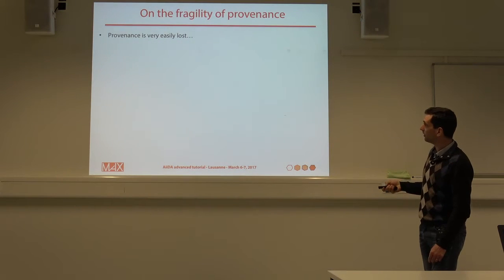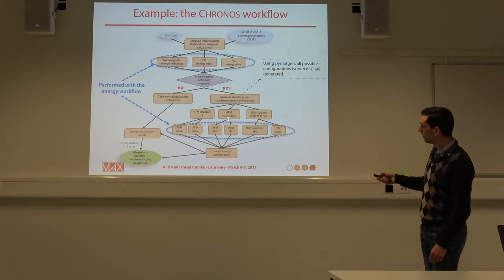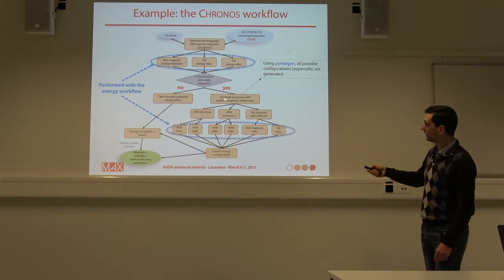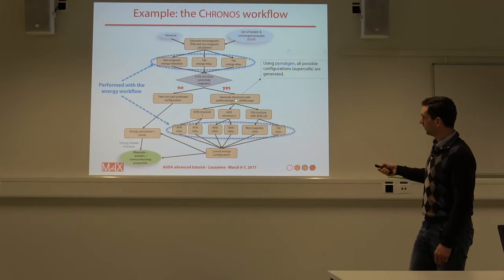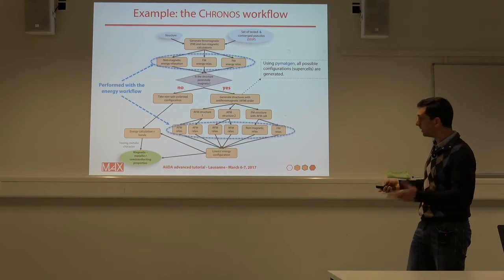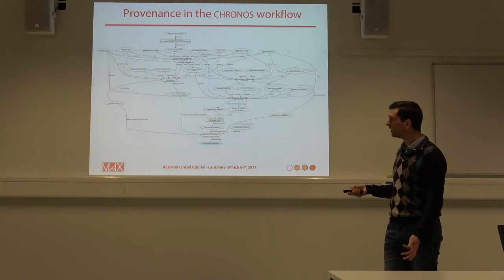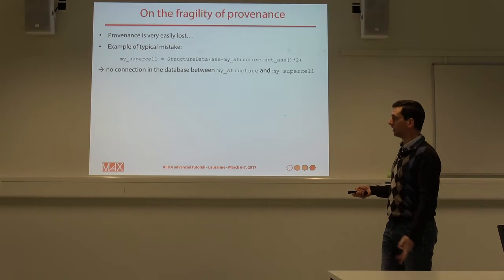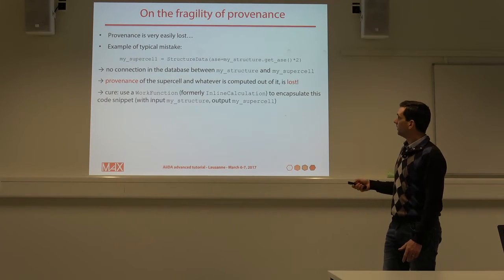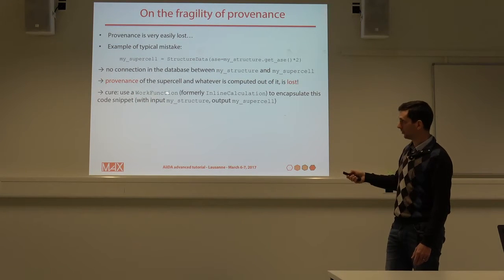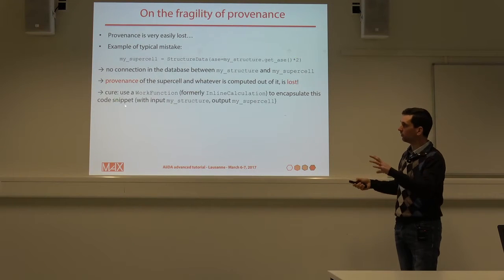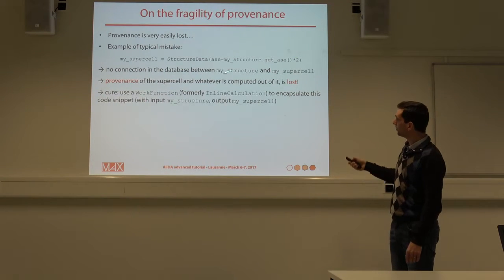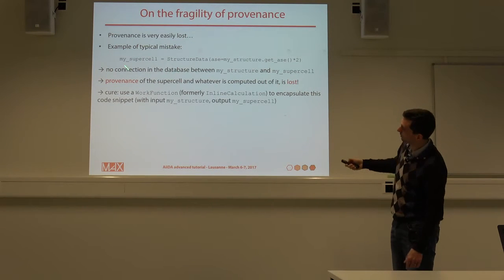So it means that in those steps here, I need to put something that creates the links between all these things. So I need to really encapsulate the structure generation in something that creates all the links for you. And that's easy. AiiDA is done for this. So you just need to think about it. That's the point. So in that case, the cure would be just to create a work function. Formerly it was called inline calculation, but it's the same principle. That will encapsulate just this line into a small function that will connect the input, that will be my structure in that case, to the output that will be my supercell.